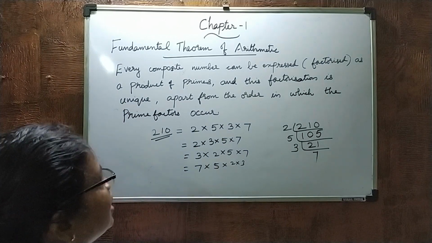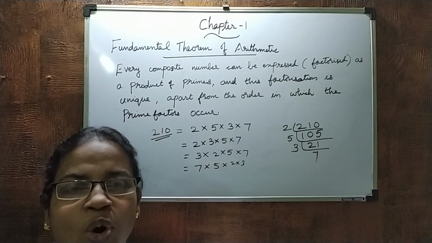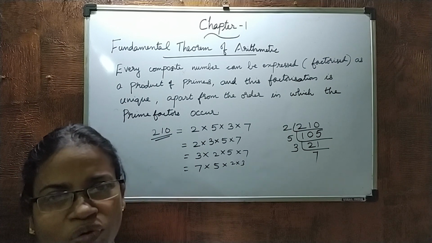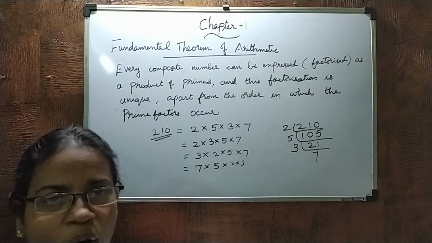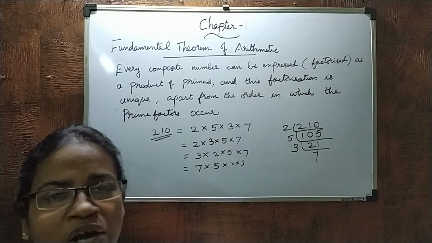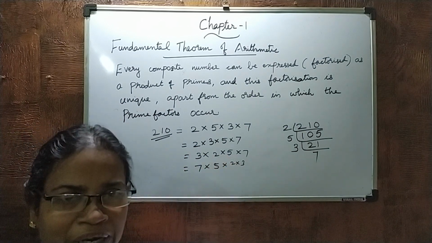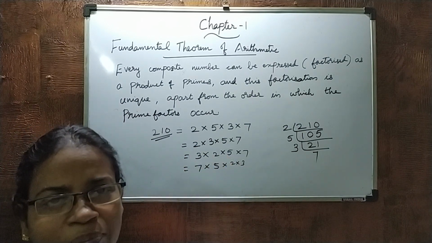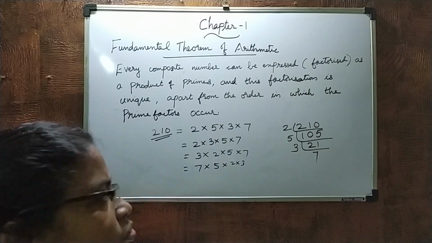So what does the fundamental theorem of arithmetic tell us? This tells that every composite number can be expressed as the product of primes. That you have to remember always. The main thing is that a composite number can be expressed as a product of prime numbers. Okay, we'll do some problems now.